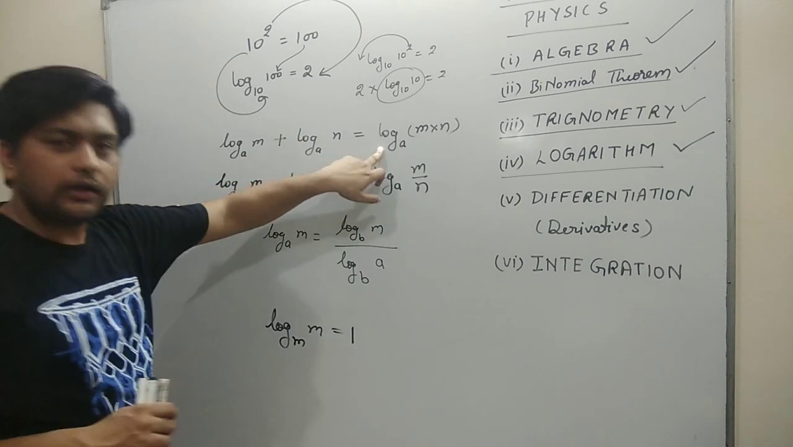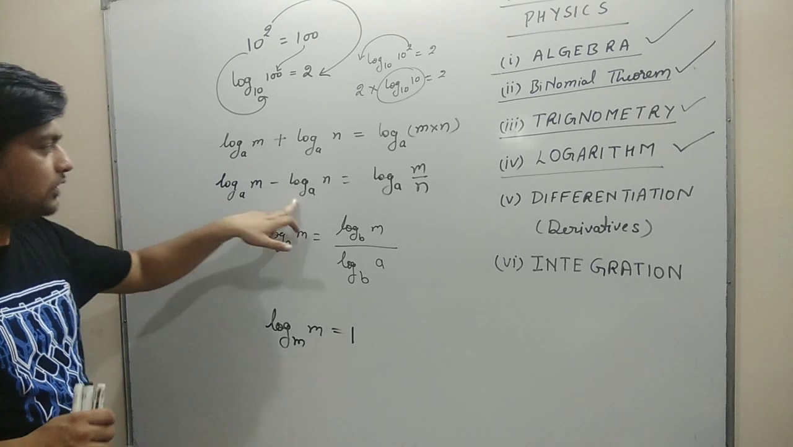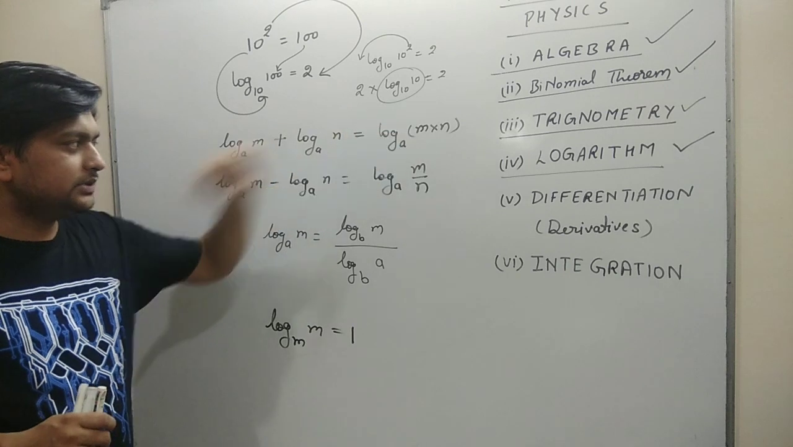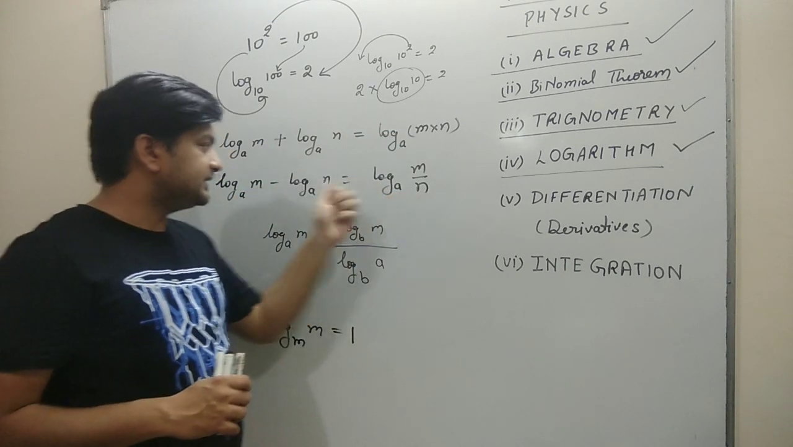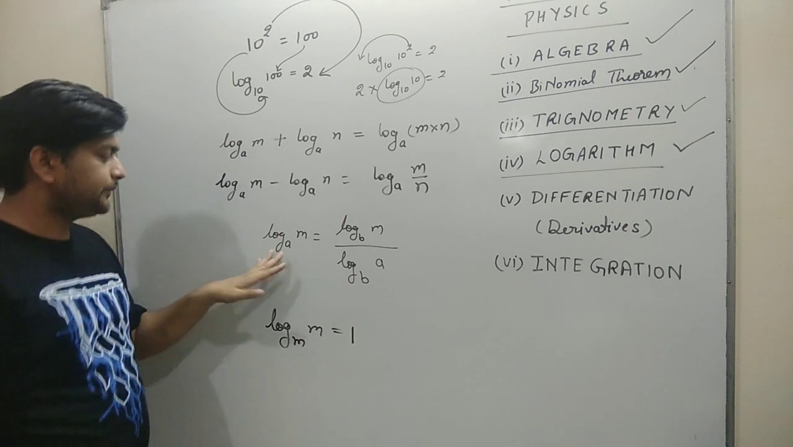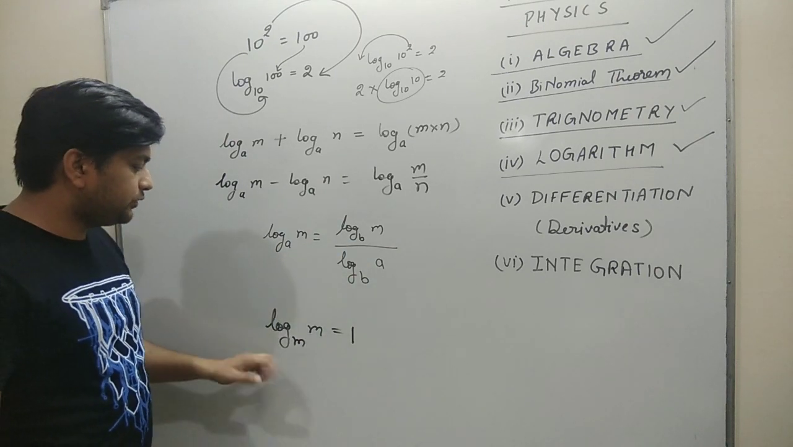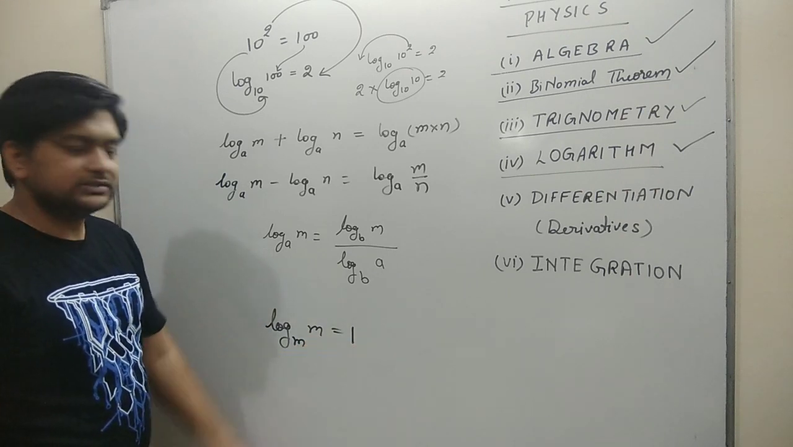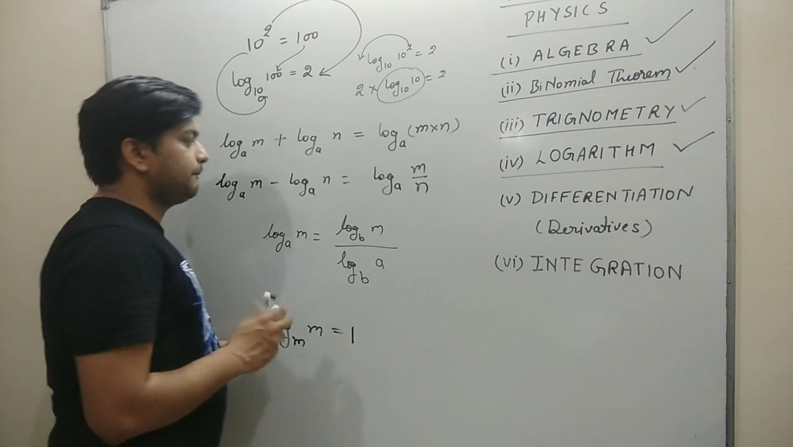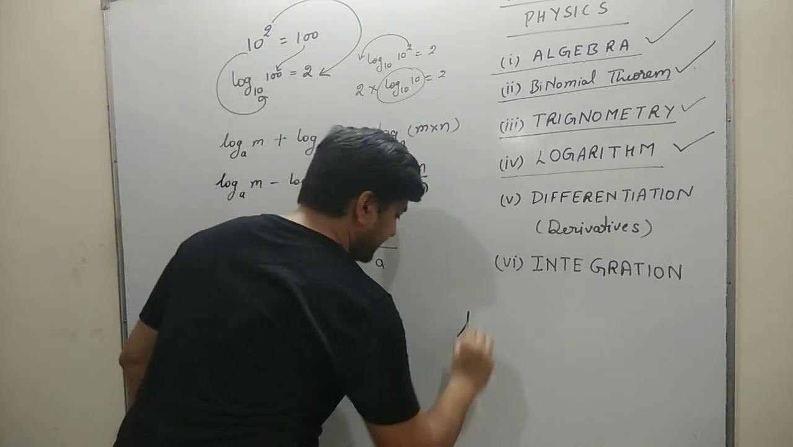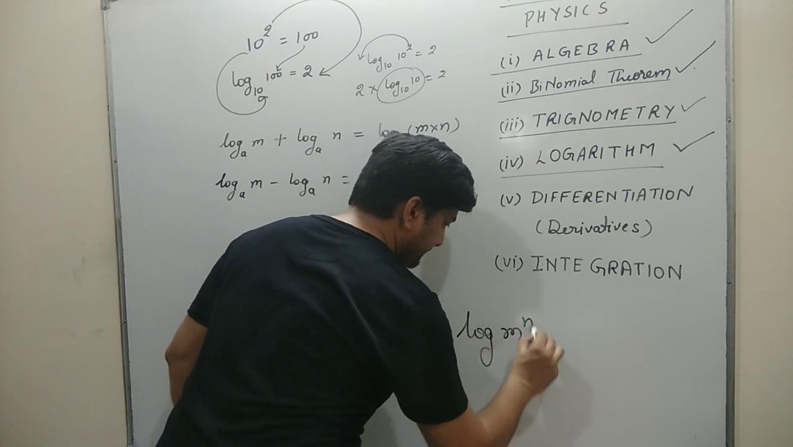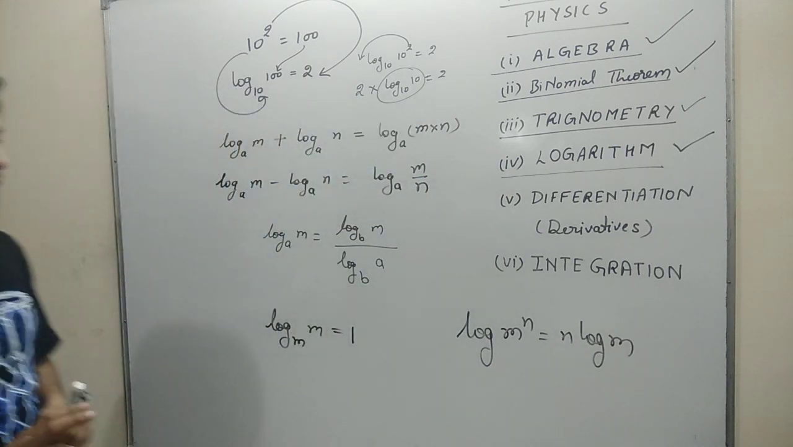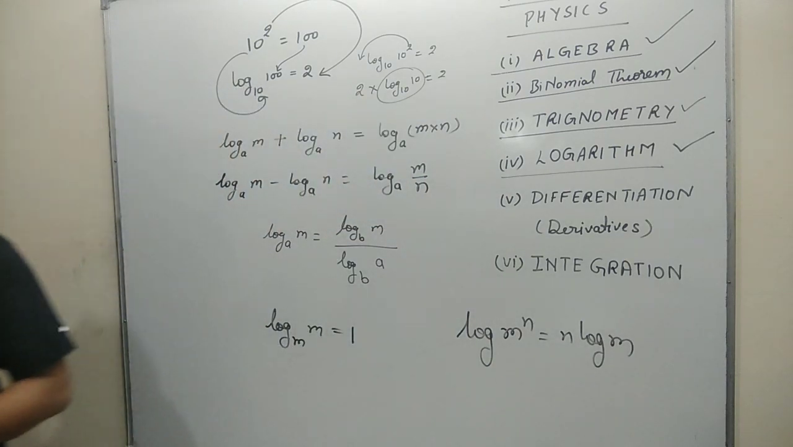Log m plus log n is equal to log mn. Log m minus log n, log m divided by n. The first term will become the numerator and the second term will become the denominator. We can divide this with a new base, and with same base and the same number, the answer will be 1. Or this one we can write it as log m and log n. So these are the few formula of logarithm.